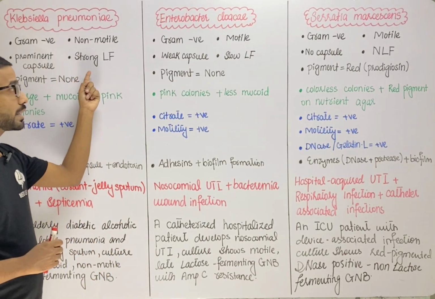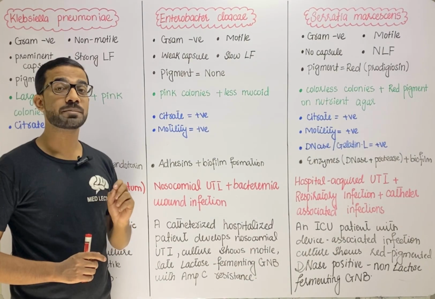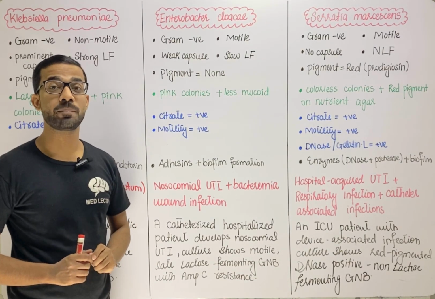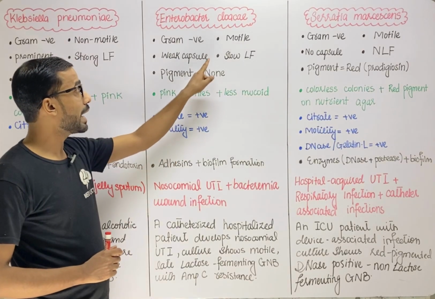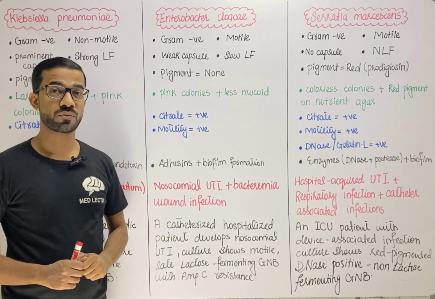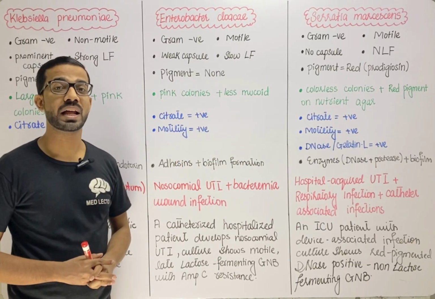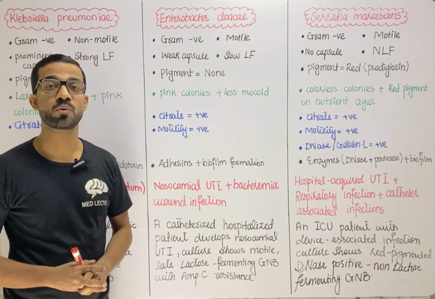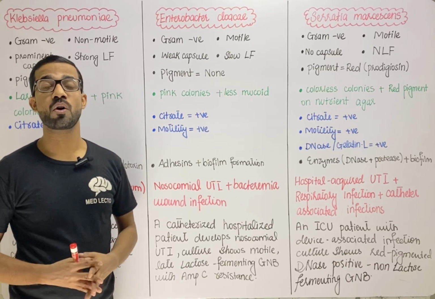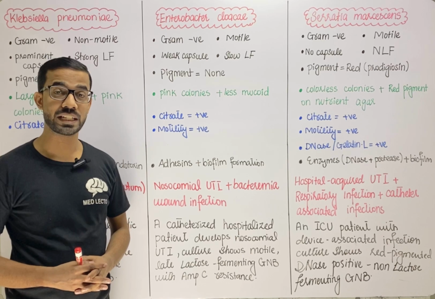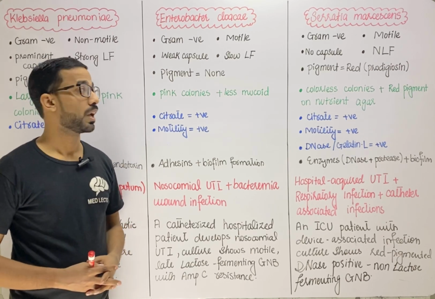KP is a strong lactose fermenter. It means that its colonies will be pink in color on the MacConkey agar, while Enterobacter is a slow lactose fermenter, while Serratia is a non-lactose fermenter, and its colonies will be colorless. So again, on the basis of lactose fermentation, we can distinguish KP, Enterobacter and Serratia.